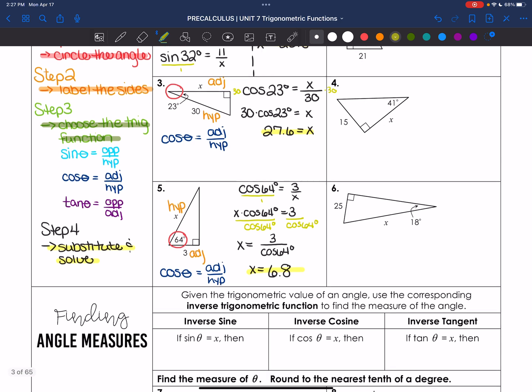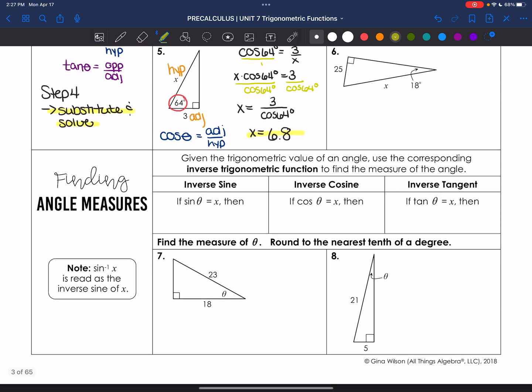Now I want to switch it up a little bit and look at finding angle measures. Now given our trig value of an angle, we're going to use the corresponding inverse trigonometric function in order to find the measure of an angle. So what does that mean? That means, ladies and gentlemen, that when you have sine of theta equaling x, you could find theta by taking the inverse. We read this as inverse sine of the ratio x.